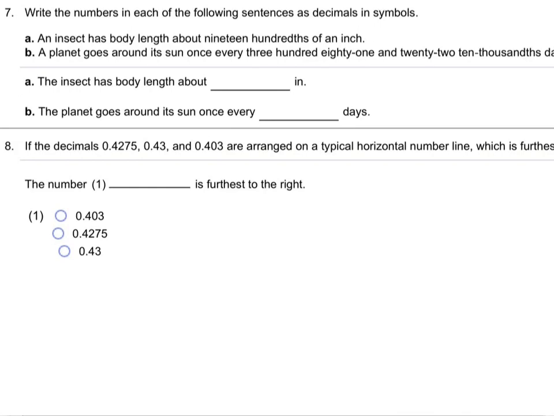So write the numbers. Part A: an insect has a body length of about 19 hundredths of an inch. Can you write that as a decimal? 19 hundredths of an inch. Okay, 0.19. Is that right? How do we know if that's right? You check the places. The name here is hundredths. How do they get the name? They name it by the ending place. So is that the hundredths place? It sure is. So that's perfect.